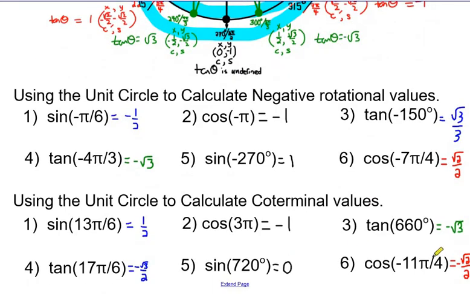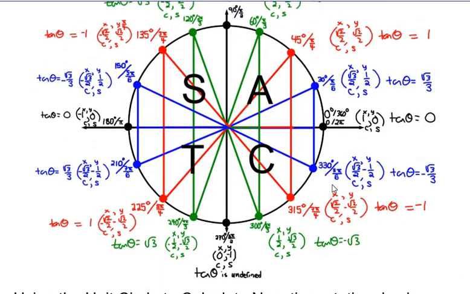And then the last example, I sort of combined both coterminal with negative. So negative 11 pi over 4. When I think about that, I need to think about the idea that 4 over 4 would be negative pi. 8 over 4 would be negative 2 pi. So this would basically be going in the negative direction, stop at 3 pi over 4. So let's see what that looks like.